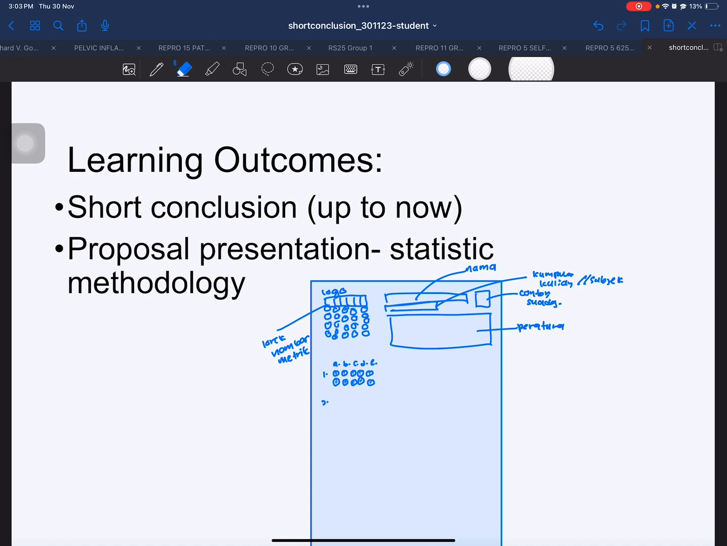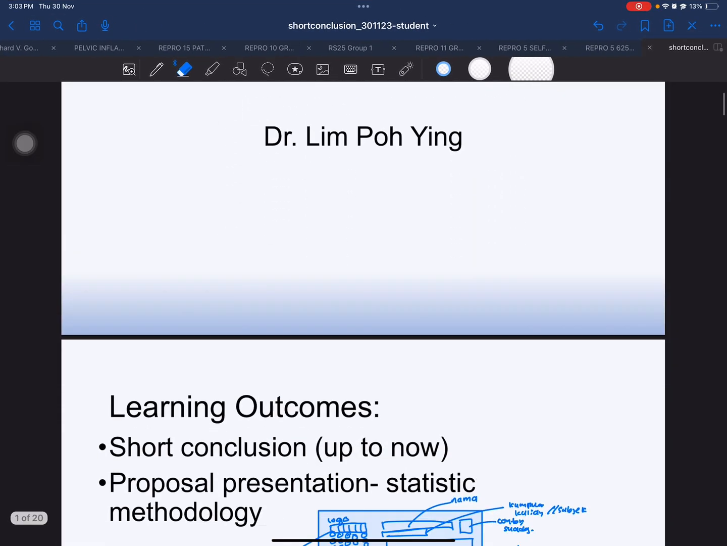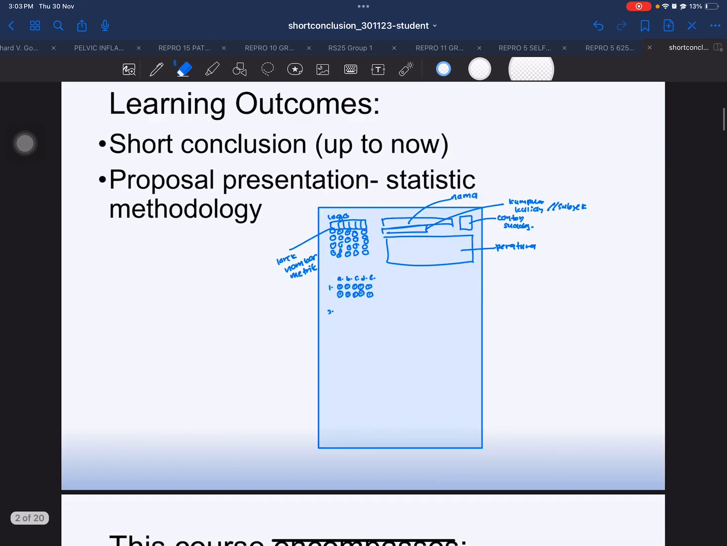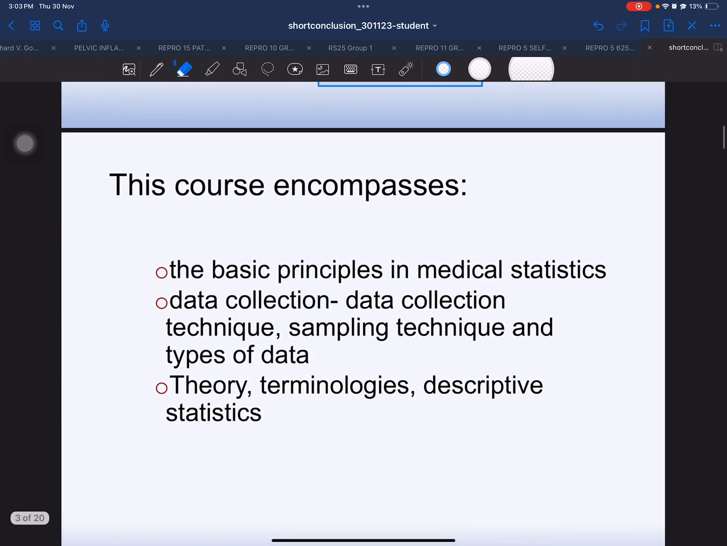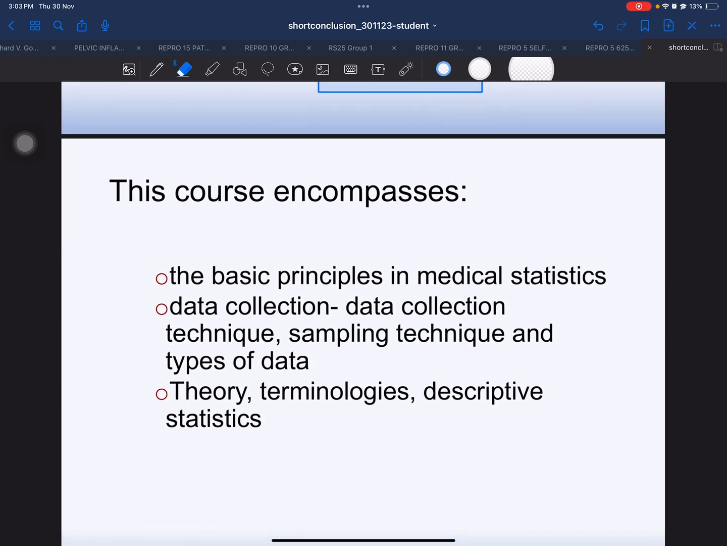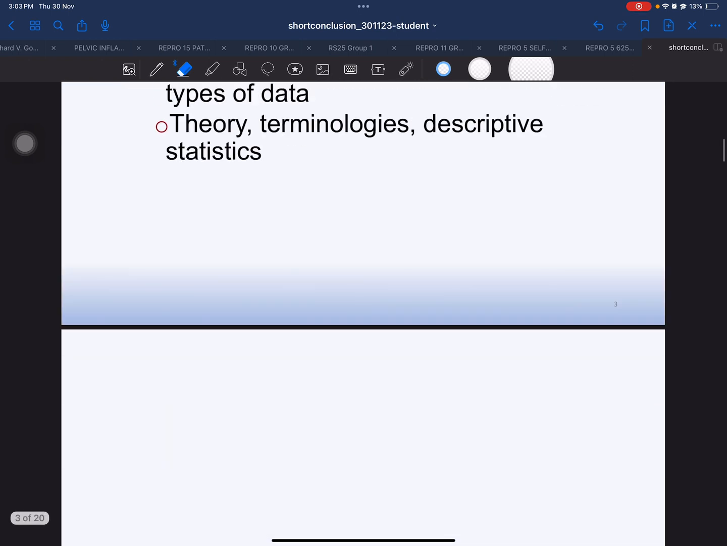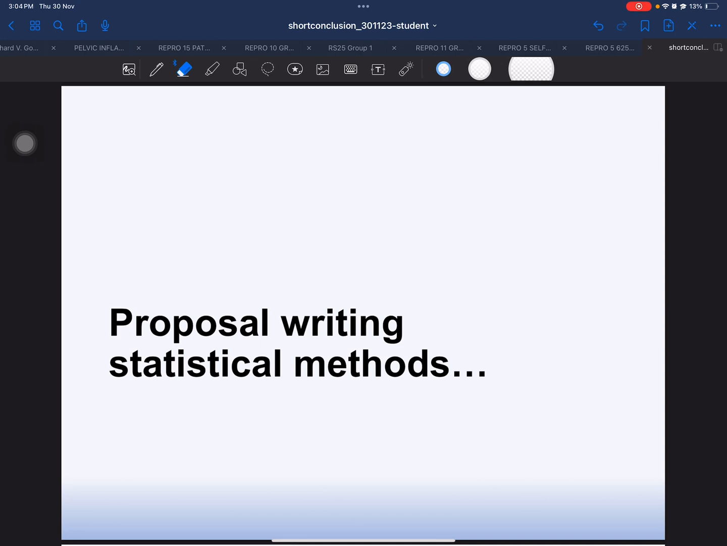Okay, short conclusion, proposal writing. The learning outcome for today, for these whole topics from the first class until my class, is that this course teaches medical statistics, data collection technique, sampling technique, types of data, theory, terminology, and descriptive statistics. For this semester, we prepare you for proposal writing. Not until it is complete; the dissertation is next semester.